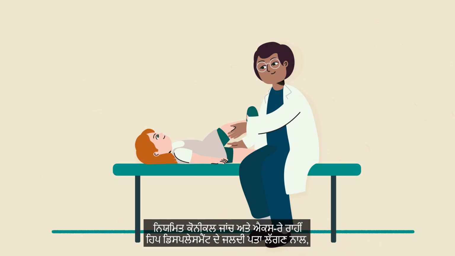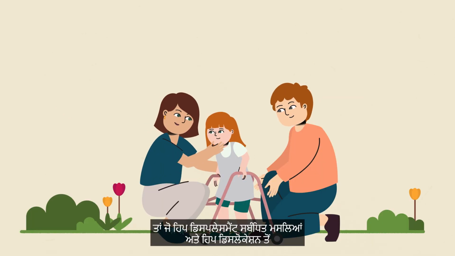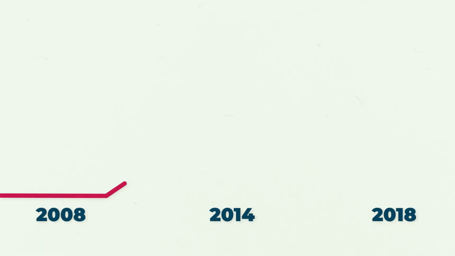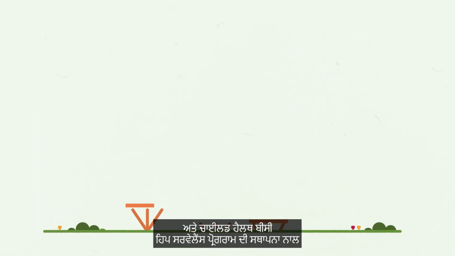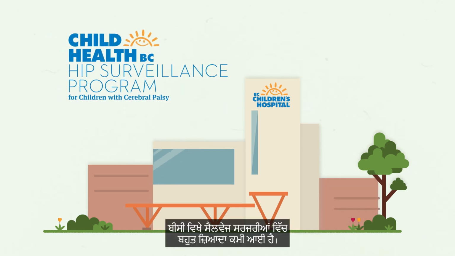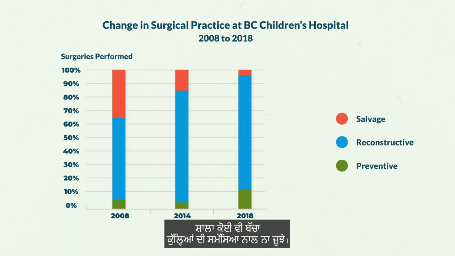By identifying hip displacement early through regular clinical exams and x-rays, children and youth with hip displacement can be referred to a pediatric orthopedic surgeon at the appropriate time to decrease the risk of complications associated with hip displacement and prevent hip dislocation. In recent years, increased awareness of hip displacement in children with CP and the establishment of the Child Health BC Hip Surveillance Program has greatly reduced the number of salvage surgeries in BC.